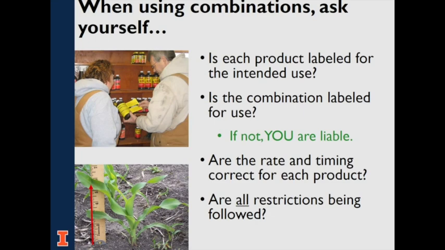When using combinations, ask yourself, is each product labeled for the intended use? Is the combination labeled for use? If not, you are liable. Certain products may not mix well together or may result in antagonism when combined. The risk falls on you as the applicator. Are the rate and timing correct for each product? Are all restrictions being followed? For example, glyphosate can be applied on corn up to 30 inches tall, but when tank mixed with Harness, the maximum height is reduced to 11 inches. All product labels being used must be read in their entirety.